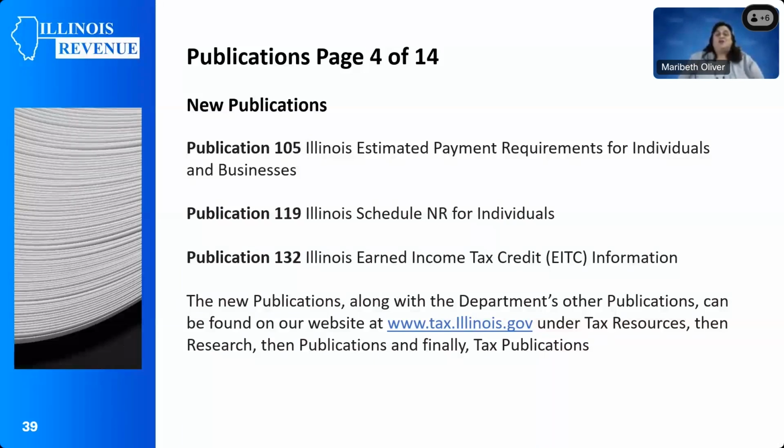The new publications, along with other publications, they are on our website at tax.illinoisspelledout.gov. And at the top of the page, you're going to click on Tax Resources. Then when it gives you the drop-down box, you're going to do Research. And then you'll get another screen that says Publications. Click on the publication link, and it will take you to tax publications. And it lists all the tax publications in numerical order, and then a brief description out to the side. So if you can't remember which one is the one for estimated payments, you can go all the way there, and then on the right hand side it'll say estimated payments. Just keep scrolling down till you find it.